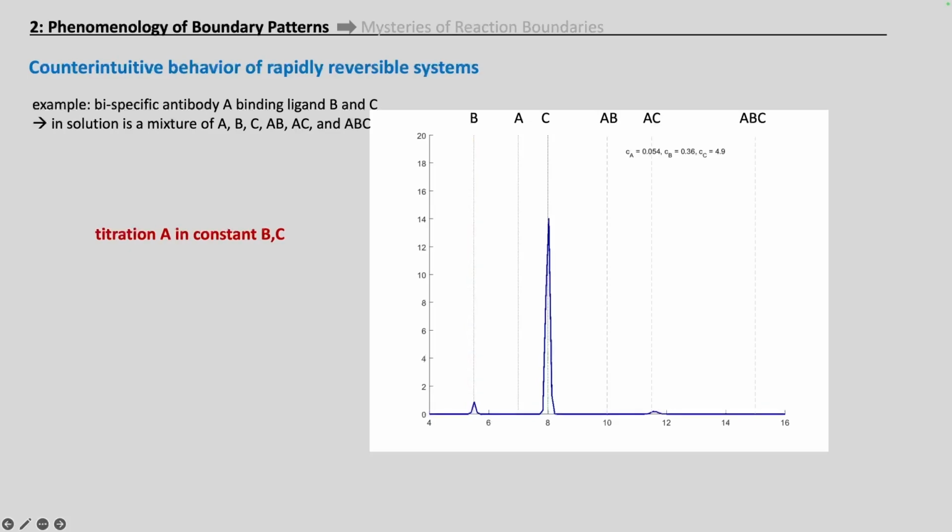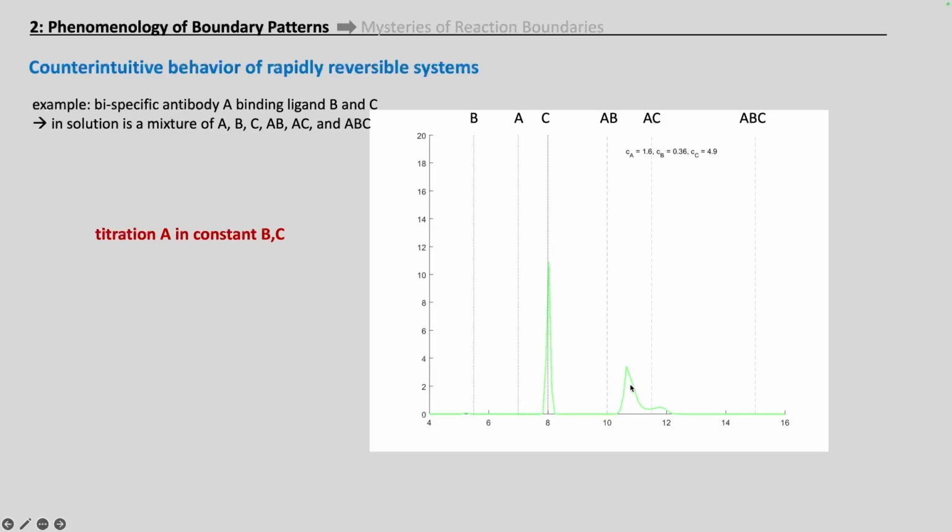Now let's look at a different titration, where we start with some moderate amount of B, again a lot of C, and then we titrate in more and more of A. Let me just show you what happens. If we increase A, at first there is not a lot of change, but we notice that increasing A causes the S value of this boundary to decrease.